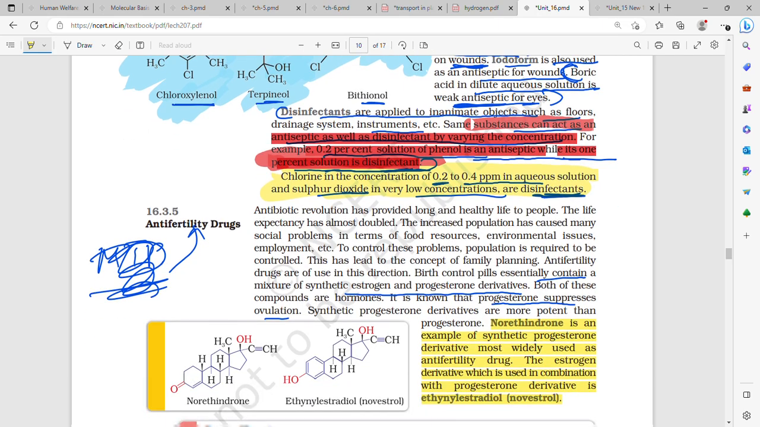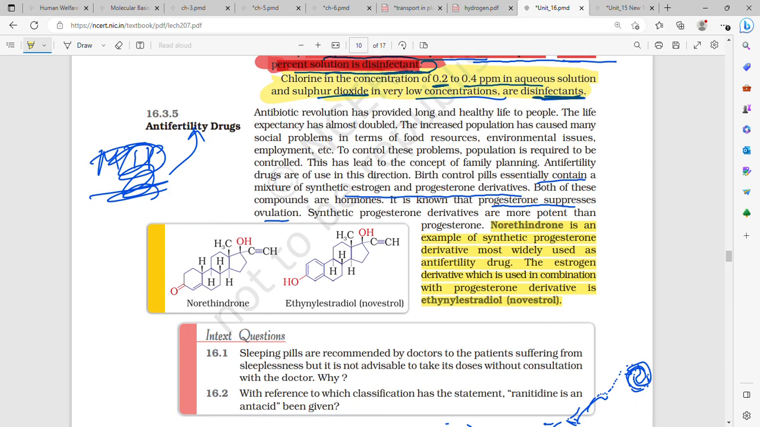Then anti-fertility drugs. The antibiotic revolution has provided long and healthy life to people. Life expectancy has doubled. Increased population has caused many social problems: food resources, environmental issues, employment issues, etc. Population control is required, and it has led to family planning. Anti-fertility drugs are of use in this direction. Birth control pills contain a mixture of estrogen and progesterone.